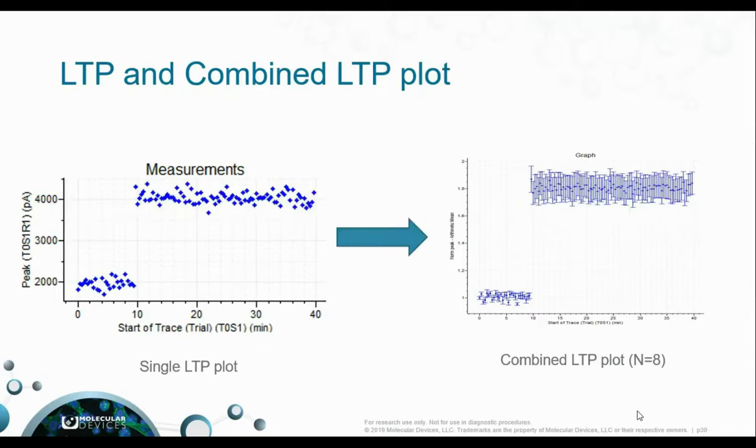Now, the next demo I want to do is to plot the LTP plot and also the combined LTP plot. What that means is that I plot a single LTP plot. Now I can make a combined LTP plot with n equal to 8. How do we combine 8 of these LTP plots into one graph with the standard error bar here? Next slide, I will show you all those steps first.